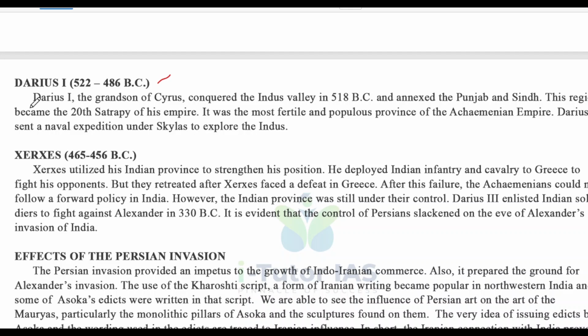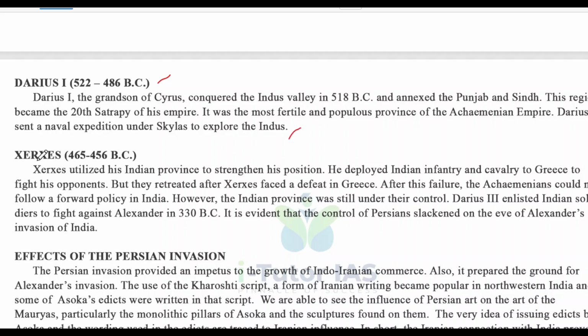Darius I, the grandson of Cyrus, conquered the Indus Valley in 518 BC and annexed the Punjab and Sindh. This region became the 20th satrapy of his empire, and it was the most fertile and populous province of the Achaemenid Empire. And Darius sent a naval expedition under Skylax to explore the Indus.